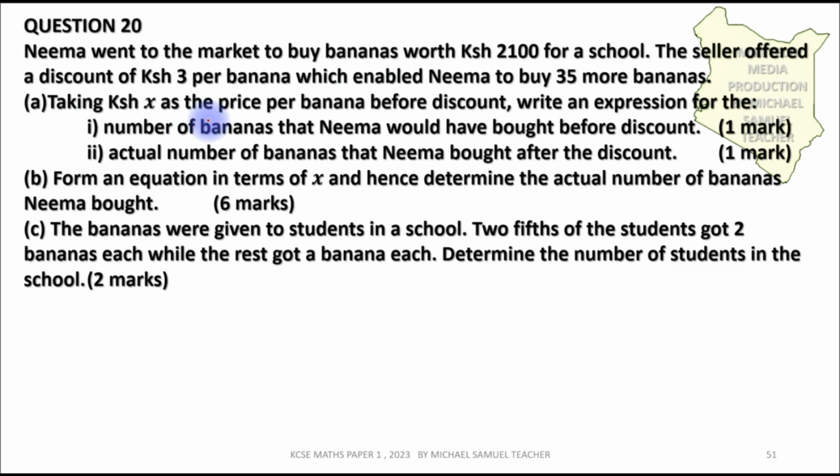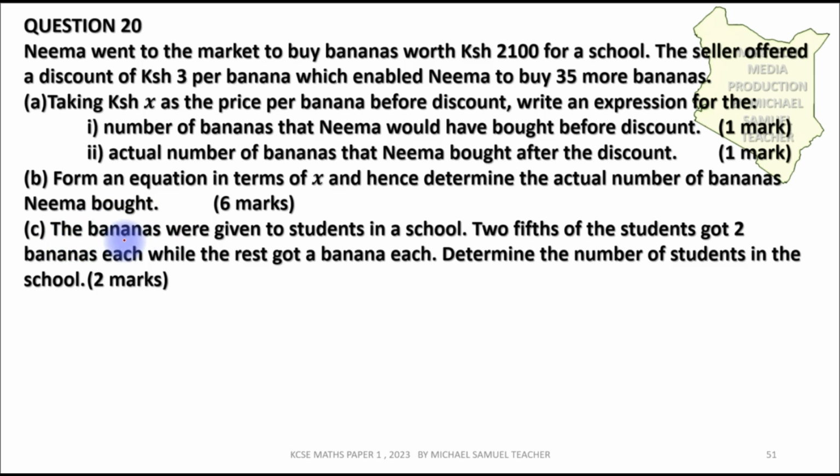Taking X shillings as the price per banana before discount, write an expression for Roman 1, the number of bananas that Nema would have bought before discount. Roman 2, the actual number of bananas that Nema bought after the discount. Part B. Form an equation in terms of X and hence determine the actual number of bananas Nema bought.